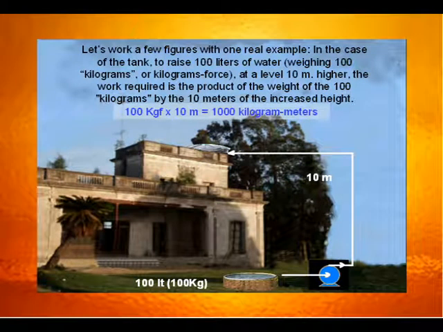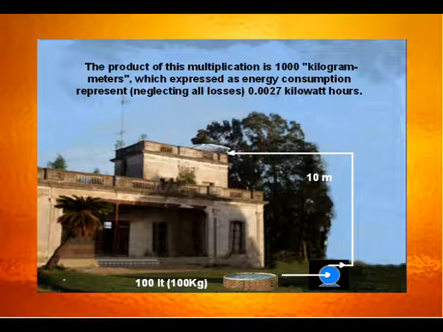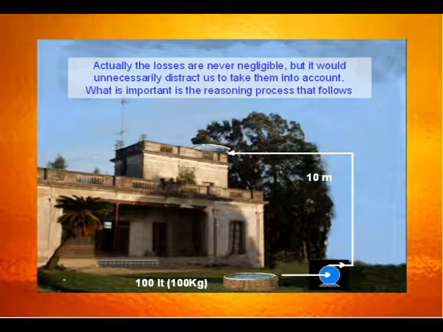The result of this multiplication is 1,000 kilogram meters, which expressed as energy consumption represents, neglecting all losses, 0.0027 kilowatt-hours. Actually, the losses are never negligible, but it would unnecessarily distract us to take them into account. What is important is the reasoning process that follows.